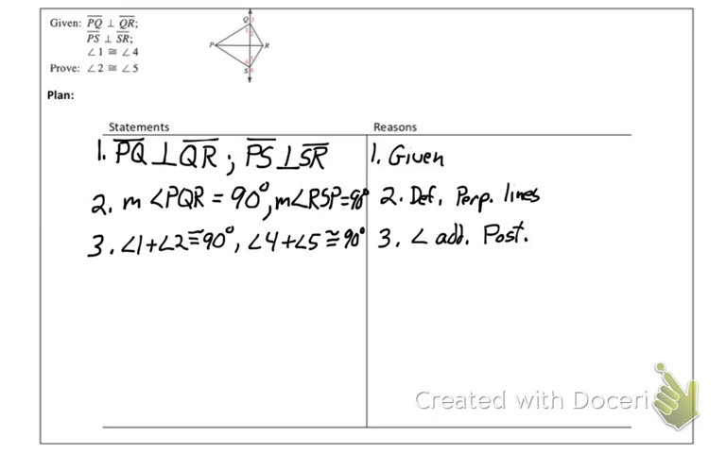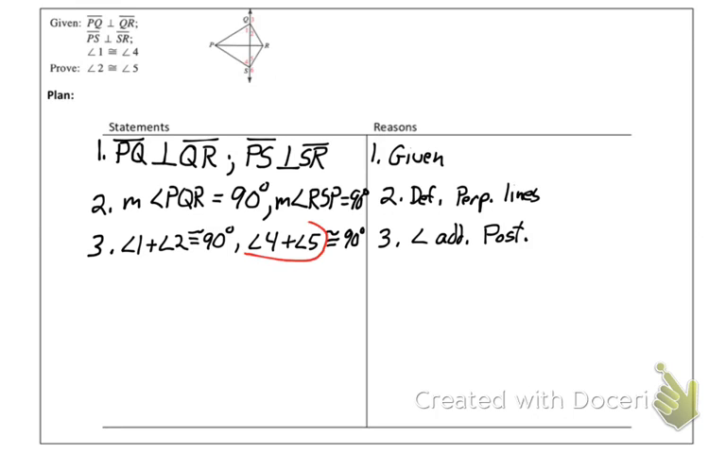Let's look at what we want to prove. I want to prove that angle 2 equals angle 5. So I want to get angle 2 on one side of an equation, and angle 5 on the other side. How can I rewrite this so that they're on either side of the equation? Angle 1 plus angle 2 equals angle 4 plus angle 5. Oh, that'd be really nice, wouldn't it? How do you do that? Substitution.